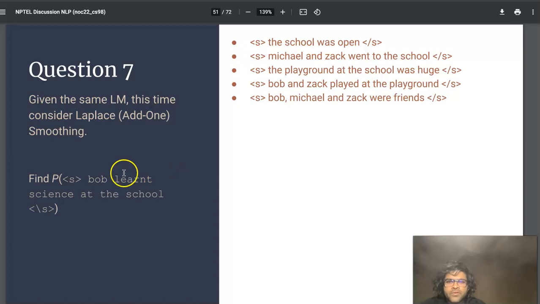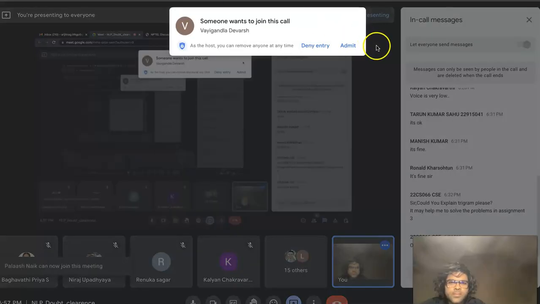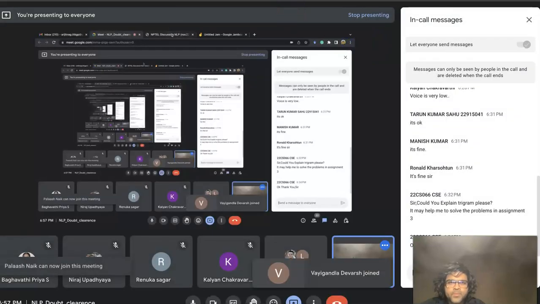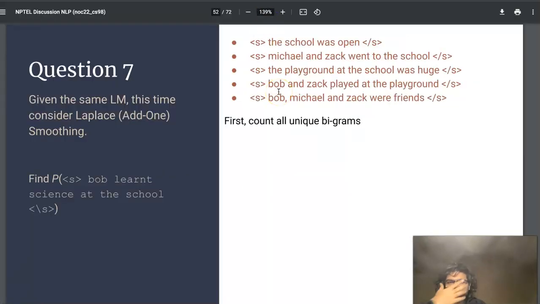Now calculate the probability of this sentence given the same problem. So how will you go forward? Let's see. They're saying this is a bigram model, and they are calculating all the unique bigrams here. So what are the unique bigrams?